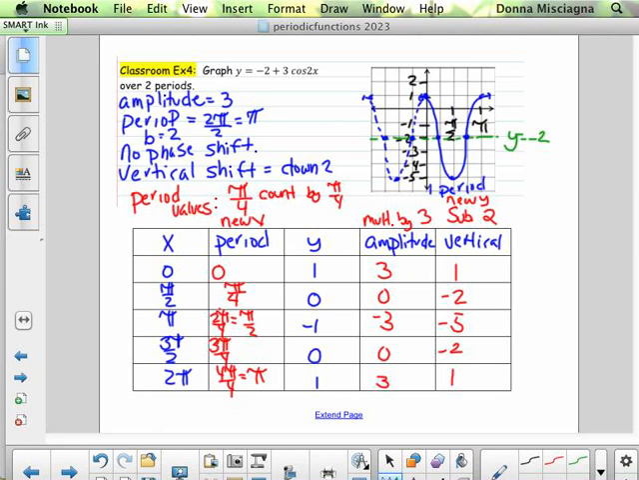Once you have 1 period graphed, you don't have to find the points because it keeps doing the same thing over again. So you just follow the pattern after that.